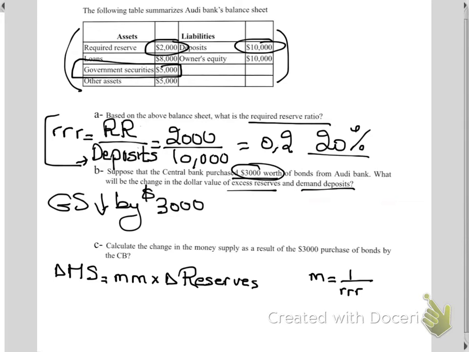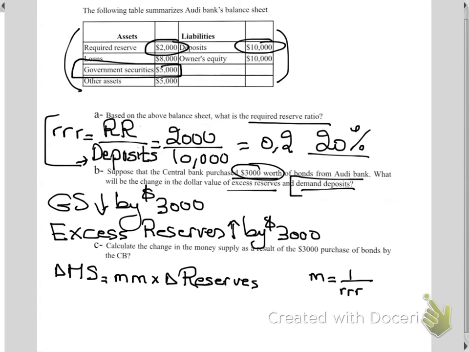These $3,000 are going to be added to excess reserves. Thus, excess reserves will increase by $3,000. And finally, the transaction has nothing to do with demand deposits. Thus, demand deposits will actually remain the same.